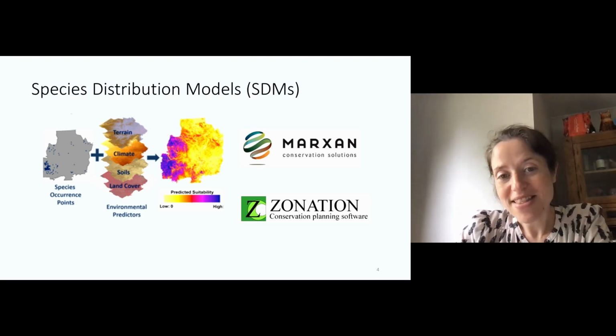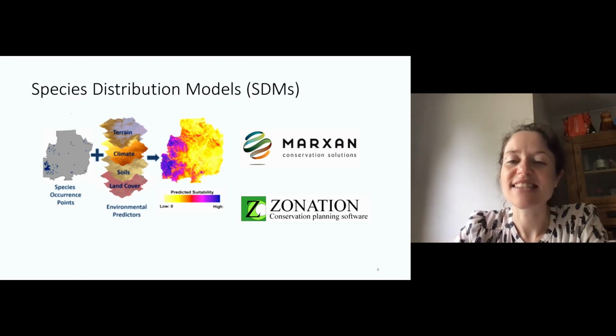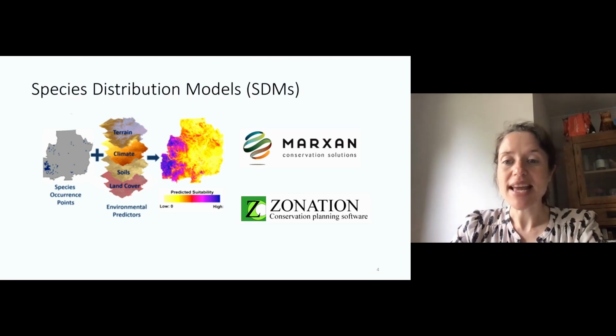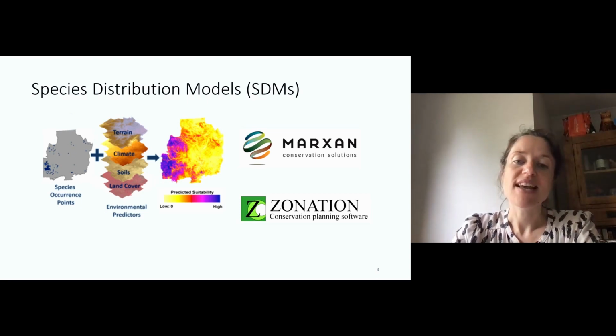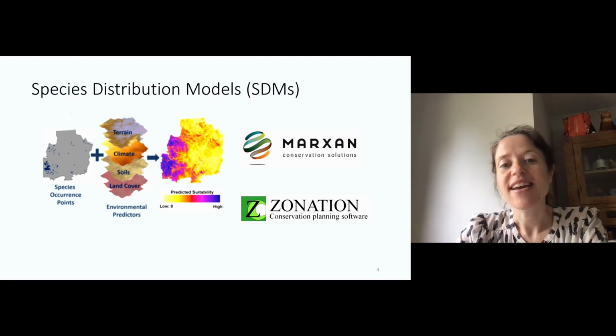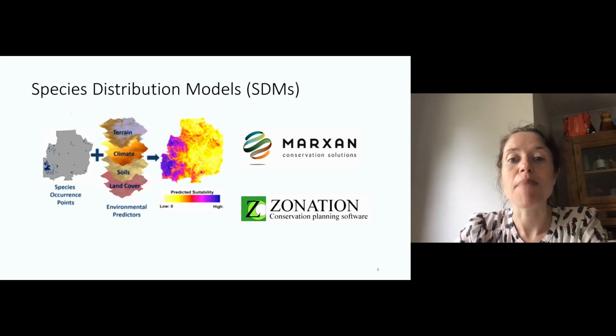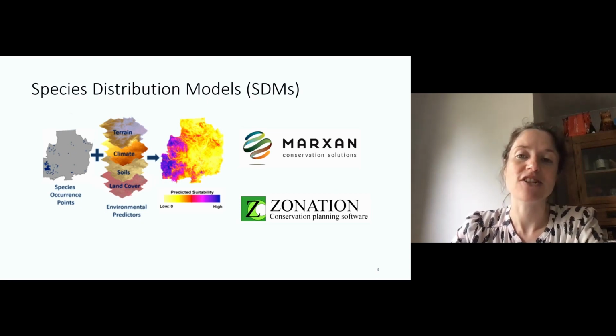This wasn't quite the thing that we wanted in the beginning, it's just the data that's easy to get. So when we do this, we're making this implicit assumption that the areas where a species is most likely to occur are the same areas as where a species is likely to do best in terms of its population growth rate or in terms of its abundance.